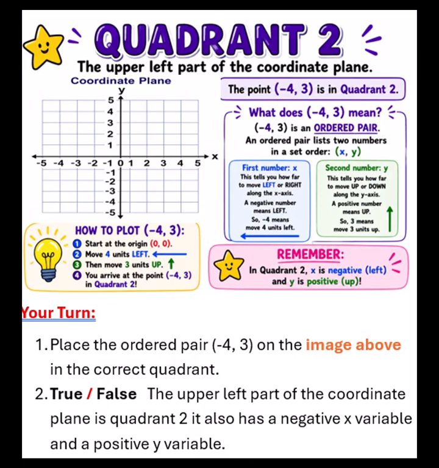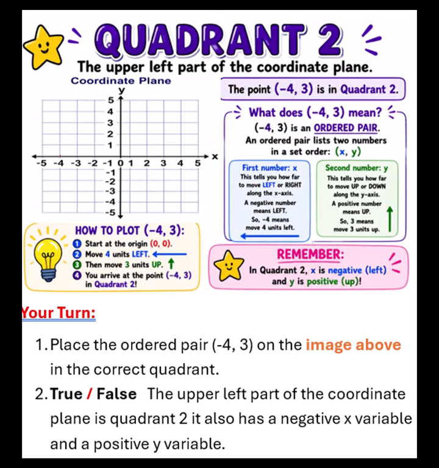So let's break it down and see what it means. First, the number x. We're going to find the first number, which we know is on the x-axis. Remember, the x-axis moves left and right. So -4 is going to take us left on the coordinate plane. That means we're going to move left 4. So we're going to be right here.